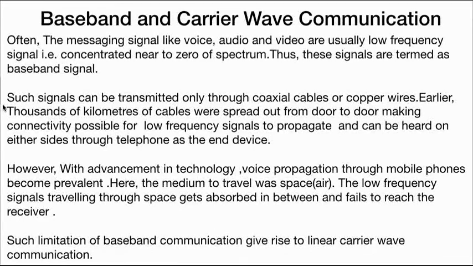Thus, these signals are termed as baseband signals. So those signals which are concentrated near zero of the spectrum, which have low frequency content, are known as baseband signals. Such signals can be transmitted only through coaxial cable or copper wires. Earlier, thousands of kilometers of cable were spread out from door to door, making connectivity possible for low frequency signals to propagate, and can be heard on either side through the telephone as the end device.